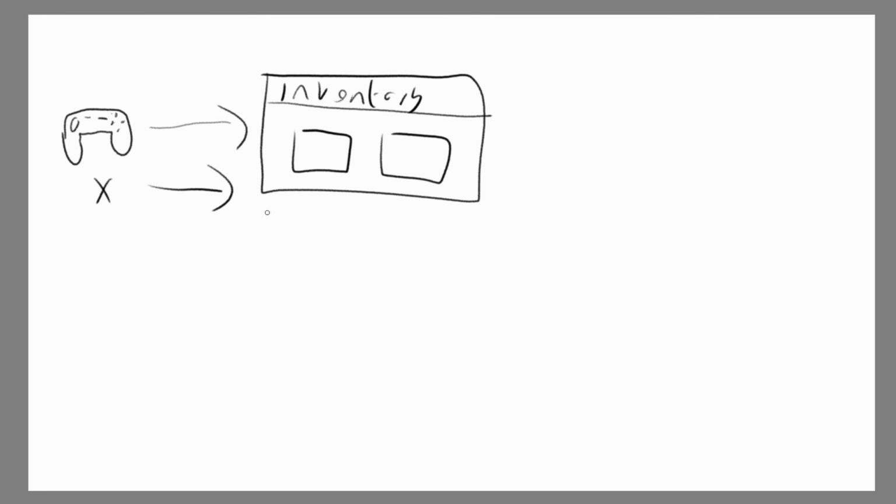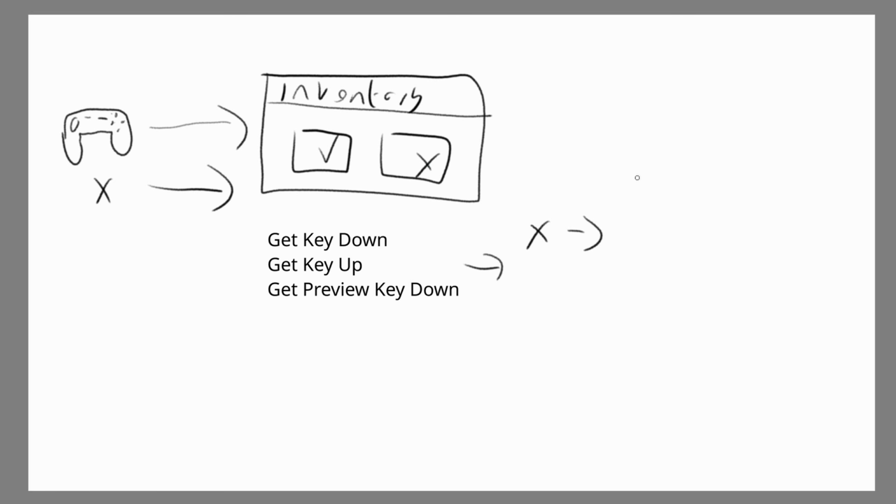So before, without Common UI, you'd have a few functions you could use to detect this, specifically Get Key Down, Get Key Up, Get Preview Key Down. Three different functions that do relatively the same thing, they give you which key is pressed. And then you can take this input, and you can say, if you've pressed the X button, then you can select button 1, right? So we'll just do a tick and a cross. So you can select the tick button, for example. That's how you used to have to do it.